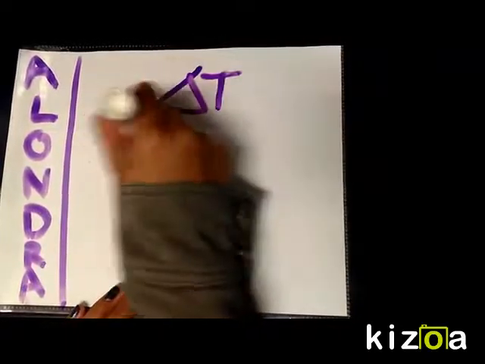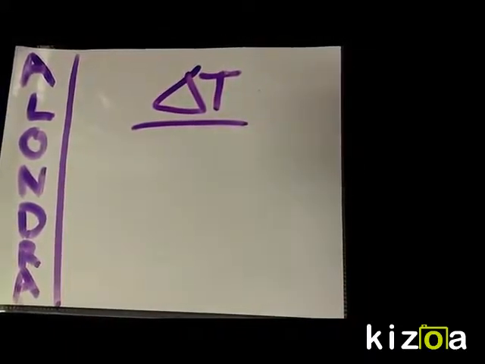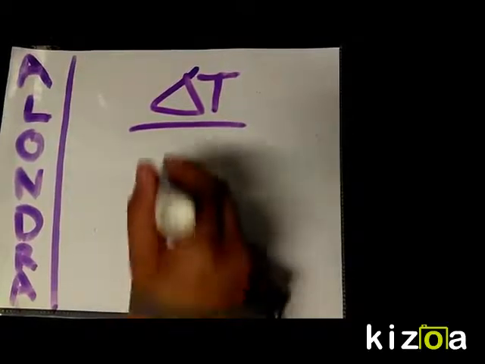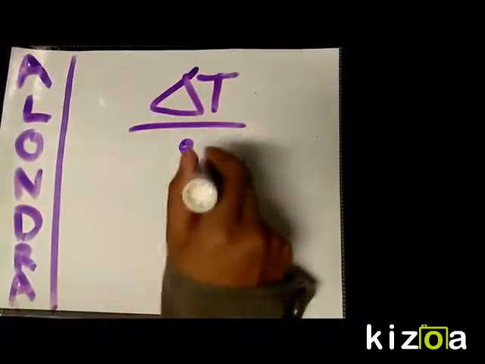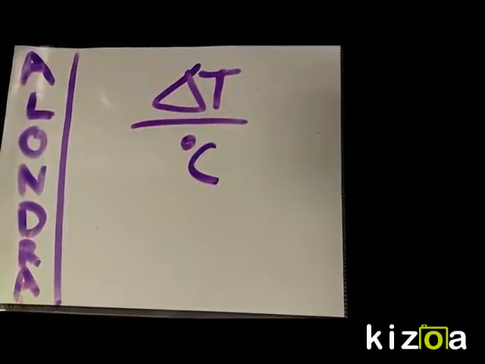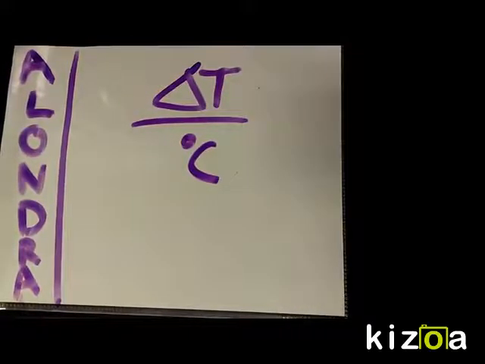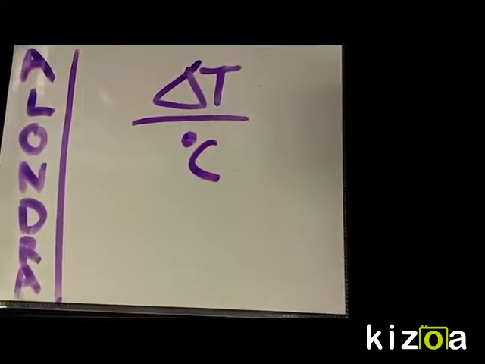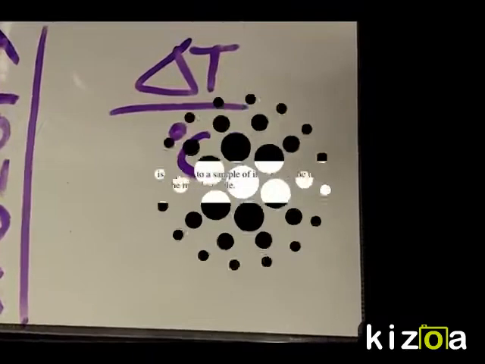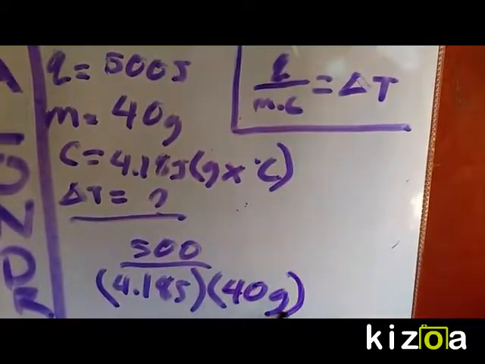My name is Alondra, and I'm going to be explaining to you triangle T, which represents the overall change in temperature of the substance or element, like Celsius degrees. In order to find it, you must do the final minus initial. So C is 40 grams.